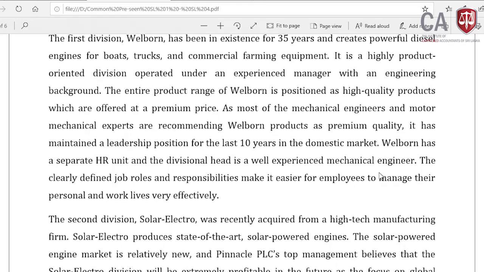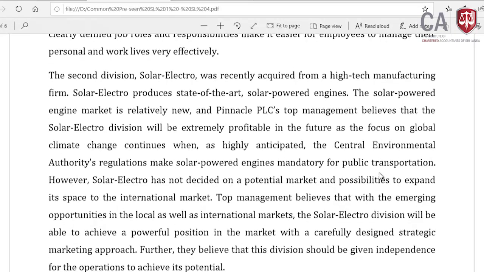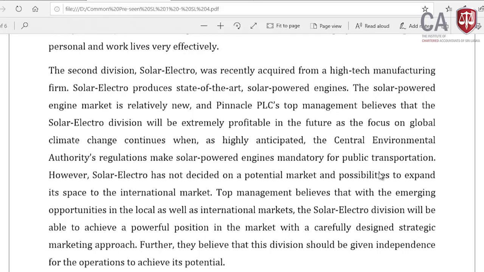Then the second division, Solar Electro, was recently acquired from a high-tech manufacturing firm. So, these are newly acquired divisions.